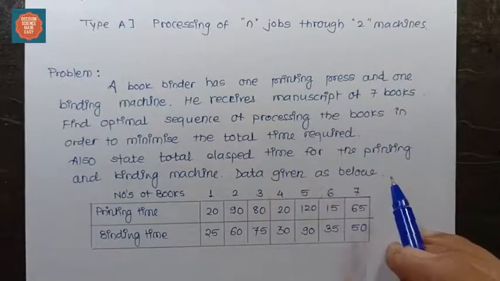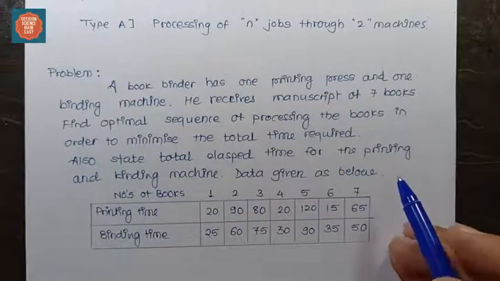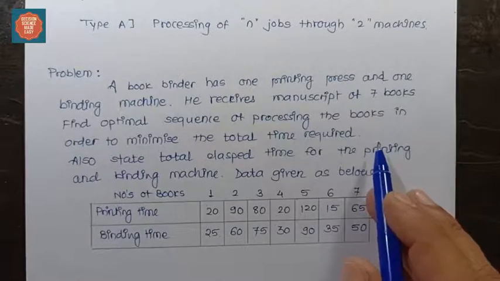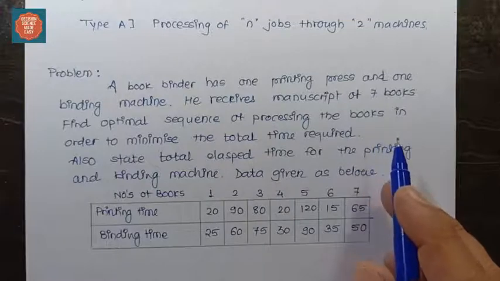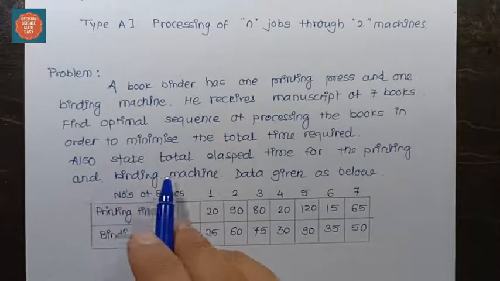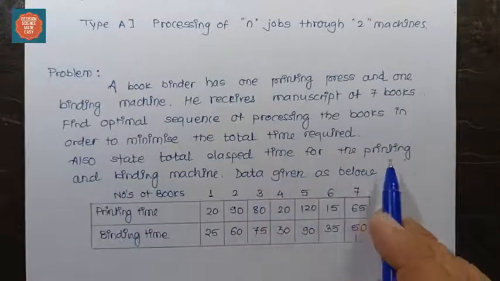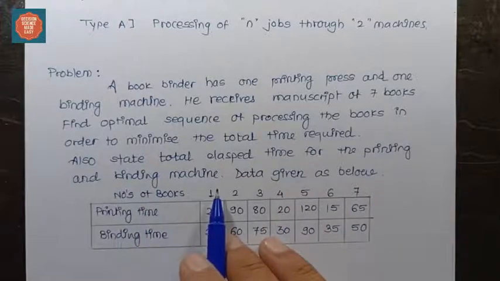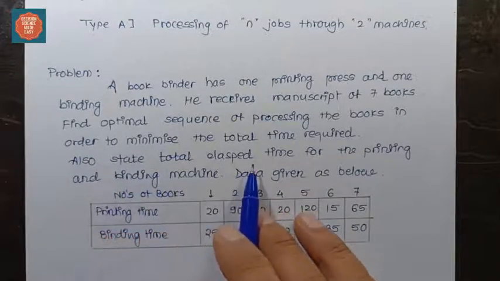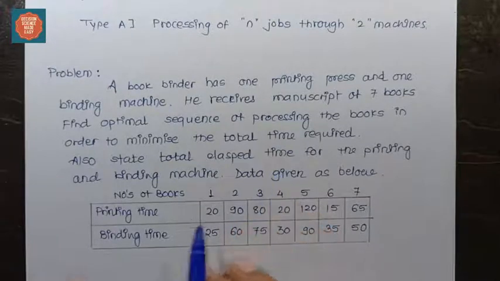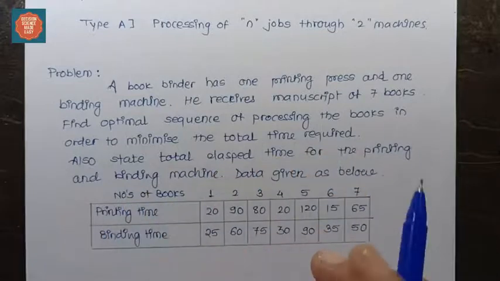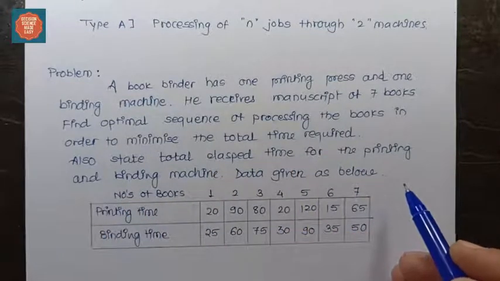So here the ultimate intention is to optimize the sequence so as to reduce the time for getting the books ready to be published. Also state total elapsed time for the printing and binding of the machines. Here the term total elapsed time is nothing but the actual time required in order to complete the given whole process. The data is given below.